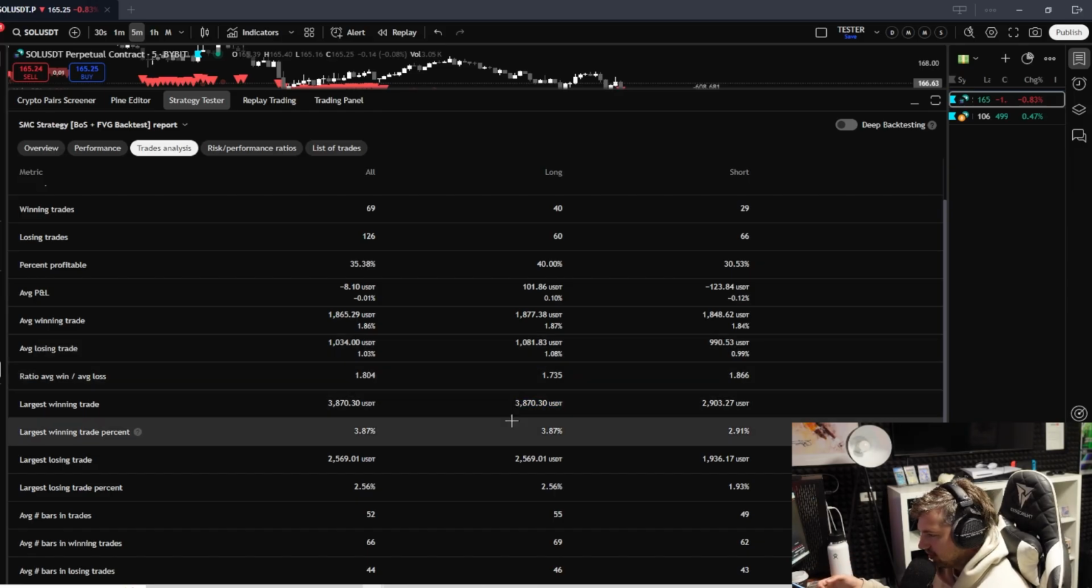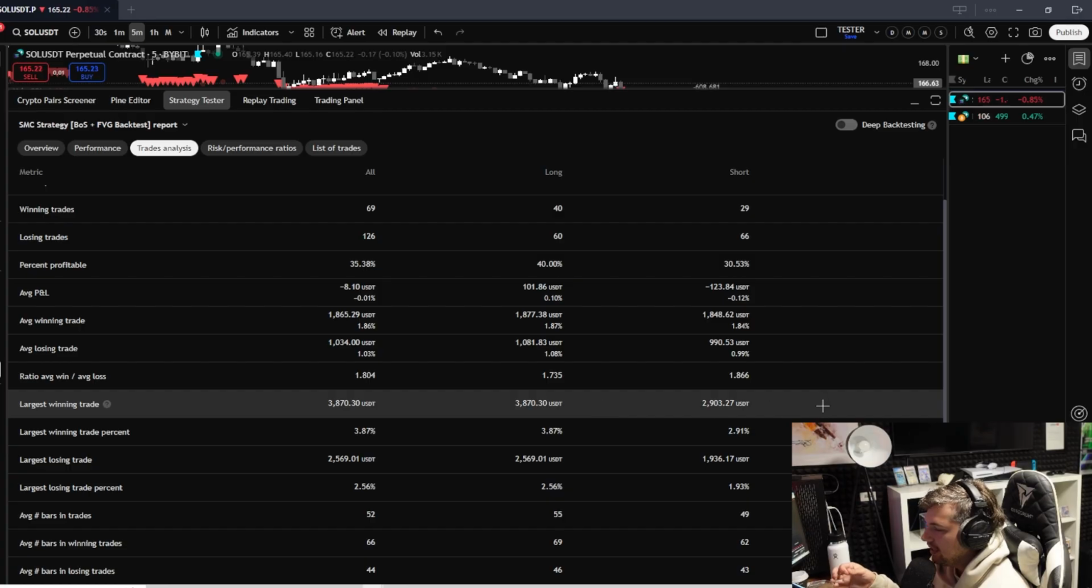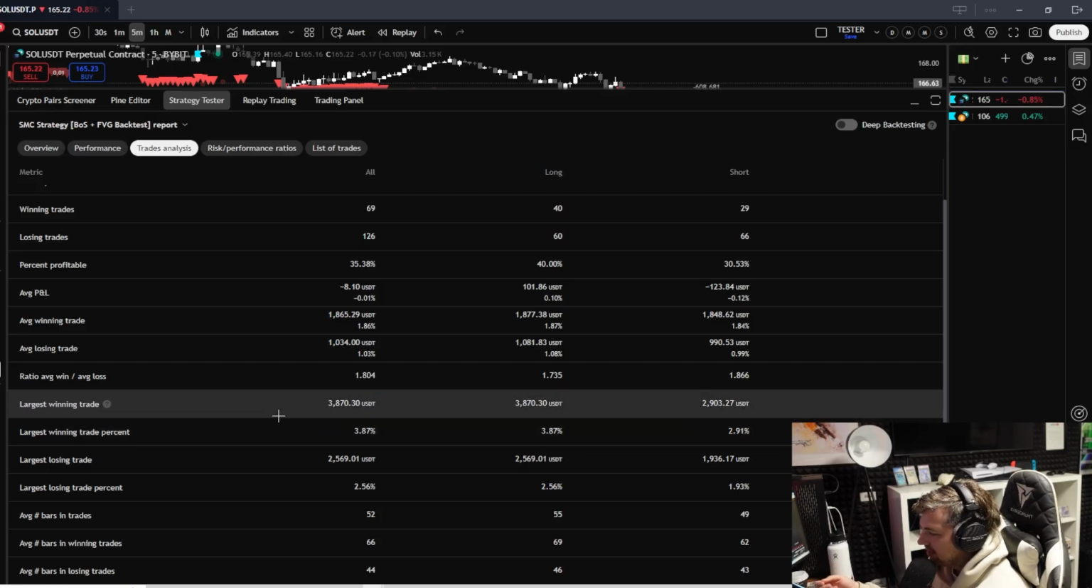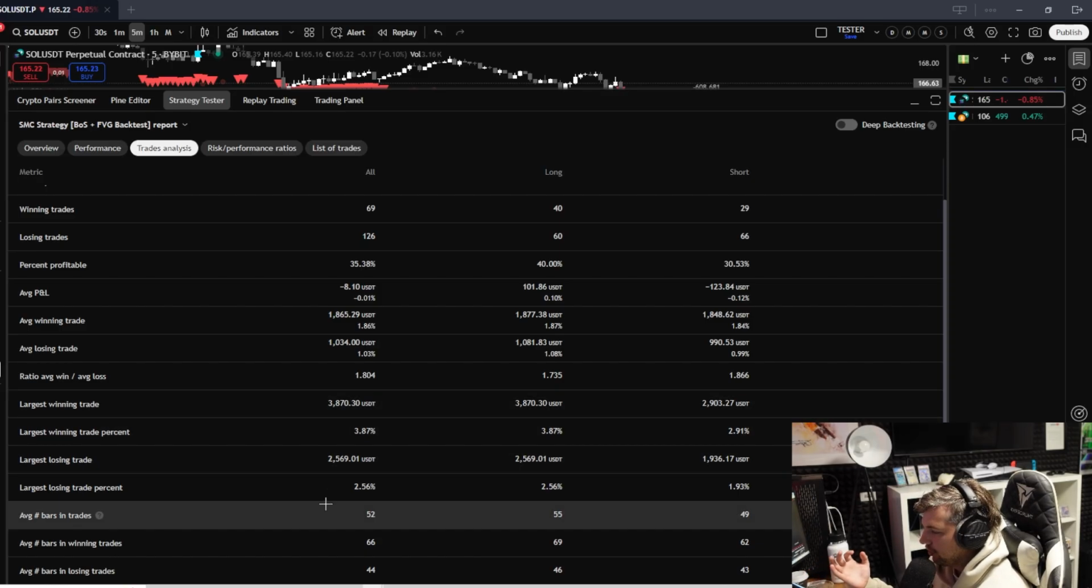Even on the longs as well, we had the bigger winning trades. We had still a decent win at $3,000 on a short. But yeah, this really wasn't anywhere near what I was expecting, so we're going to have to see.